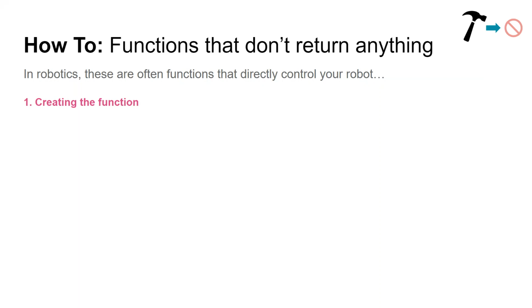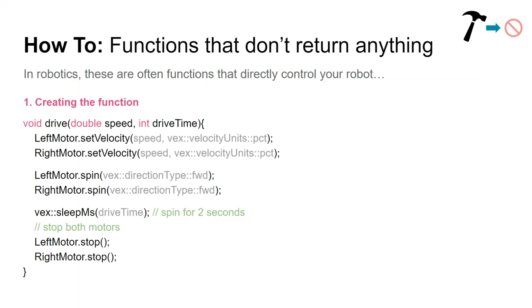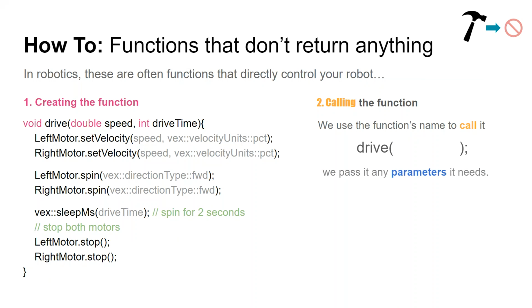So first, if we're creating the function, let's say we create a simple drive function, setting the velocity of the motors, moving forward for 2 seconds, and then stopping. When we call the function, we just use the name. So we say drive, and it has 2 parameters. We have to say drive for 30% velocity and for 500 milliseconds, or half a second. And then it knows what to do.